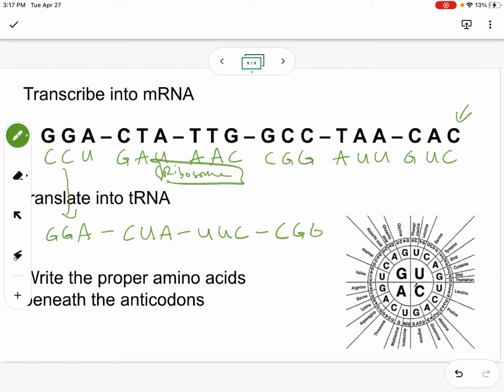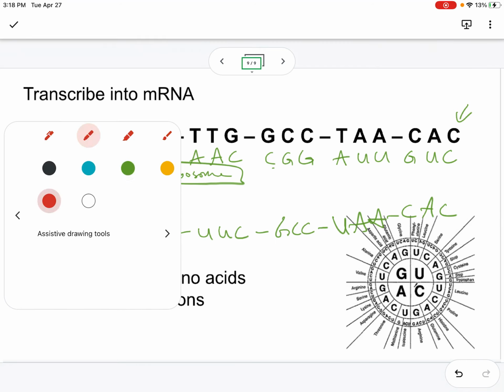Oops, I don't know why I wrote that. That's just not even right. I'm going to erase those. All right, so it's going to be GCC. I copied the wrong one. And then this one is going to be AU. Why? I copied it again. Darn it. This one's going to be UA. And then this last one is going to be CAC. Now we need to write the proper amino acids.